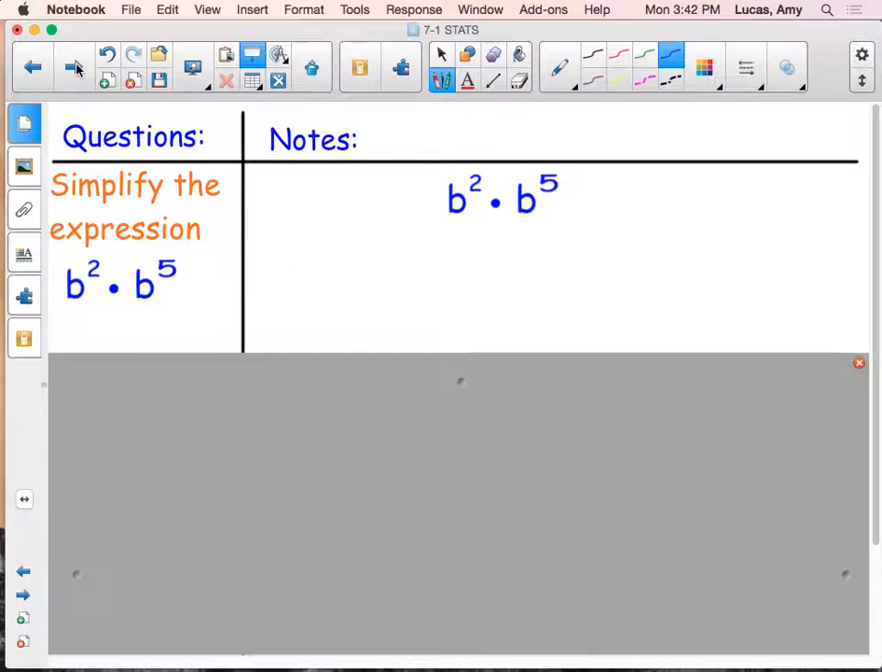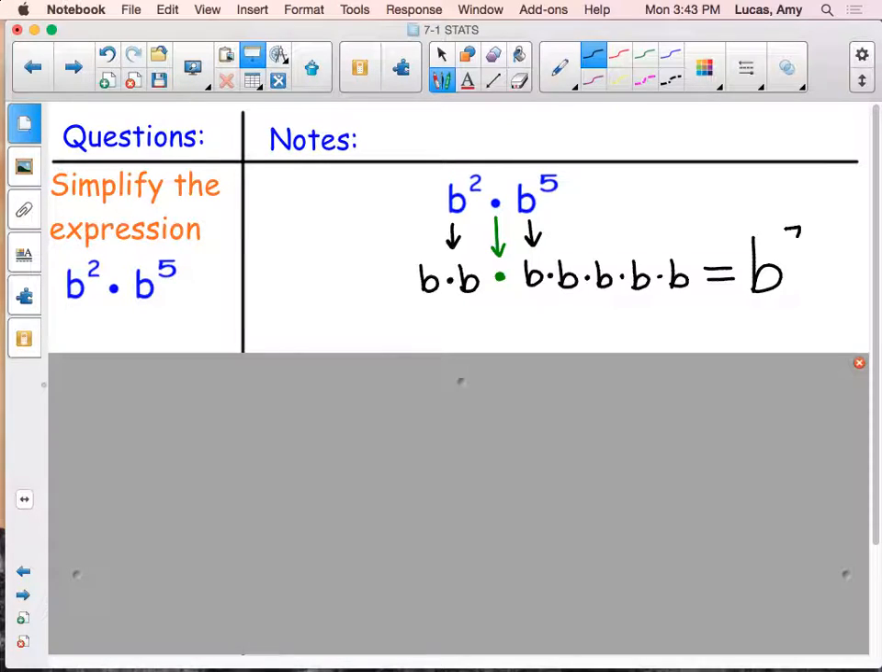All right, now let's simplify using those 3 exponent rules that I talked about. So b to the 2nd times b to the 5th. b to the second power means b times b. b to the fifth power means b times b times b times b times b. I'm not always going to expand things, but I just wanted to show you that if you multiply these together, there are actually 7 of them. So this is b to the 7th power.